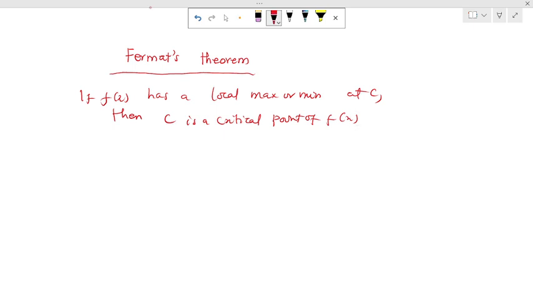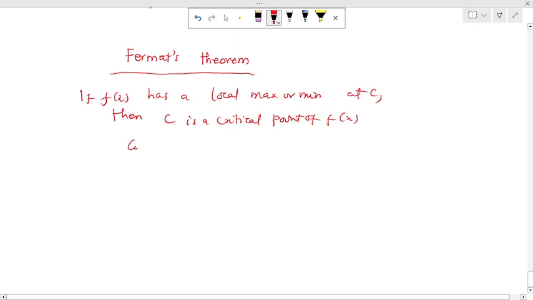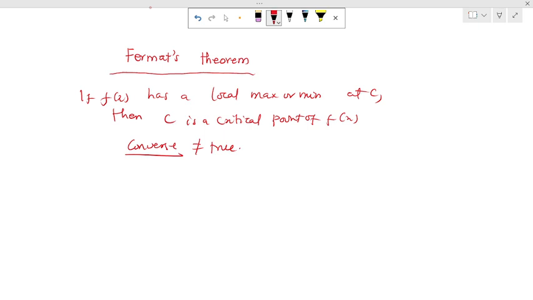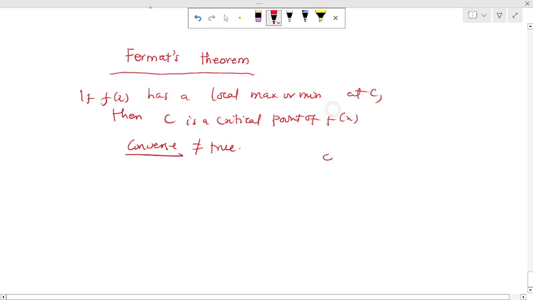Now, this statement is true, but its converse, or the opposite, is not true. Why? Yes, if a function has a local maximum or minimum at C, meaning that the minimum value or the maximum value of the function is happening at C, then C is indeed a critical point. But if C is a critical point, it doesn't mean that it's going to be the local maximum.